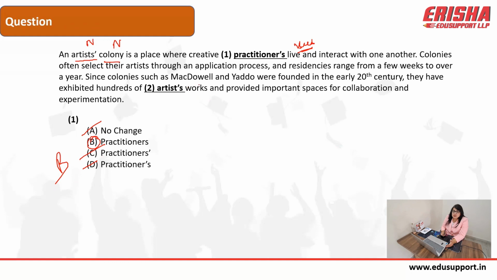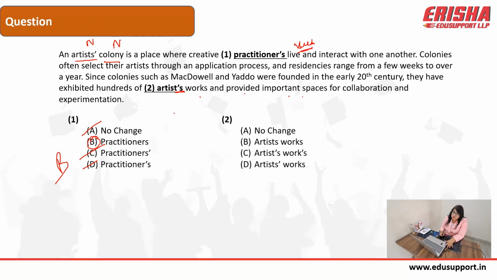Now next we can say: since colonies such as MacDowell and Yaddo were founded in the early 20th century, they have exhibited hundreds of artists' work and provided important spaces for collaboration and experimentation. Again here we have the word artists underlined. You have to look at it: do you need the apostrophe plus s? That means, do I need the possessive case or not? And do I need the singular form of artist or the plural form? Look at the sentence, it says hundreds of. That helps me understand that I need the plural form of the word artist. So wherever the singular form of artist is there, I will eliminate.